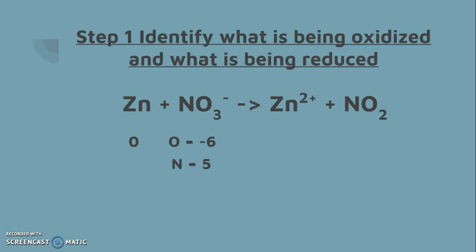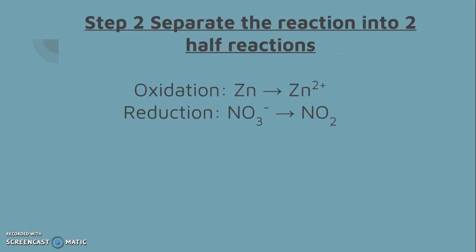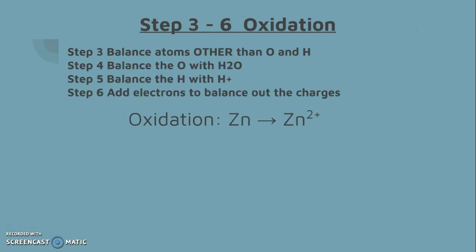Zinc 2 plus has an oxidation number of plus 2. The oxygen in nitrogen dioxide has an oxidation number of negative 2 times negative 2, which is 4. As the overall charge is 0, the nitrogen must be 4 to balance out the negative 4 charge. As you can see, the zinc lost 2 electrons, so it is in an oxidation reaction, making the nitrate the reduction equation.